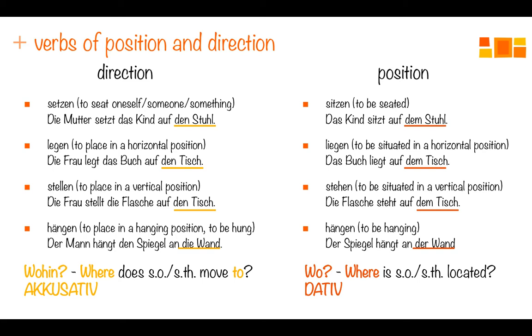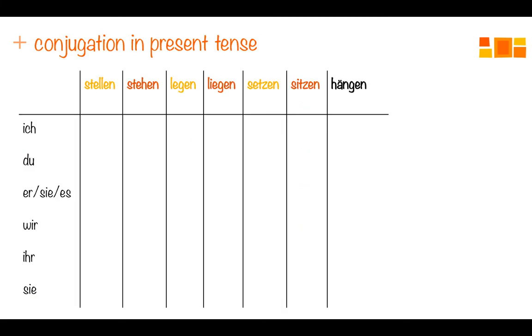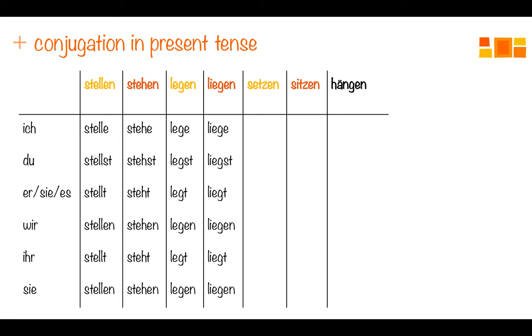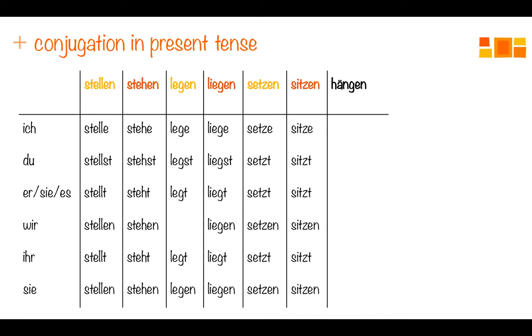Okay, this is important. And now let's have a short look at the conjugation in the present tense. Actually, I'll keep it really short. Stellen, stehen. Legen, liegen. So you see, it's two different verbs. Setzen, sitzen. Actually, the conjugation of hängen is the same as a verb of direction and as a verb of position. Hänge, hängst, hängt, hängen, hängt und hängen. Okay, present tense is rather simple.